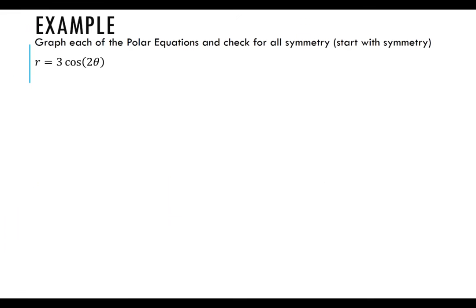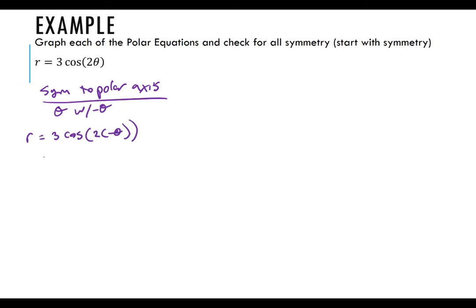Let's do another. Here we have r is equal to 3 cosine of 2 theta. We want to figure out if this thing has any symmetry. Let's test r is equal to 3 cosine 2 theta for symmetry. So let's start with symmetric to the polar axis. So we're going to replace theta with negative theta. That's then r is equal to 3 cosine of 2 times negative theta. But we know that cosine is an even function, so the negative pulls out, and we're just left with 3 cosine 2 theta. And so this one, yes, is symmetric with respect to the polar axis.